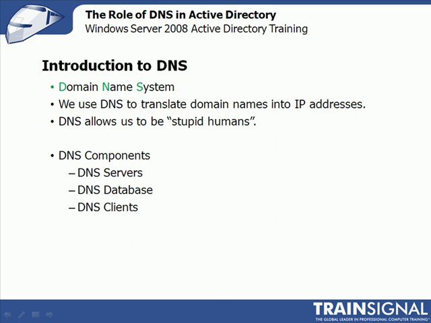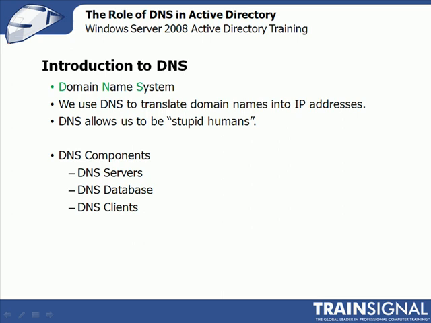Now, there are three main components to DNS. We have our DNS servers, the database, and clients. I'm going to start in the middle with the DNS database. This is a database of domain names and their corresponding IP addresses. The reason I started there is because the other two are real easy then. DNS servers are the computers that host the DNS database. They're the ones that store this database. And the DNS clients are the ones that need to make a request of the servers to look up or resolve a name into an IP address.